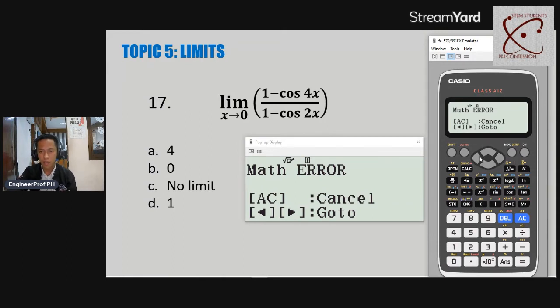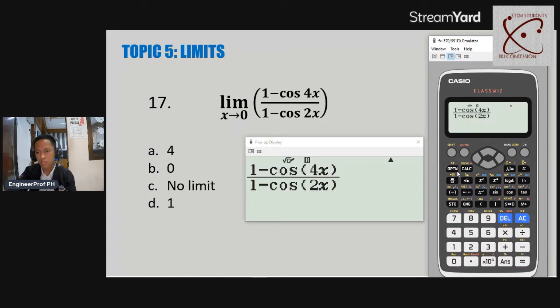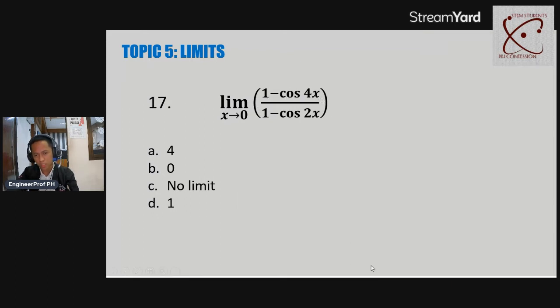So, pag math error, CALC ulit, then input closer value to 0. So, let's say 0 point, say, ganyan. Yan, math error pa rin. So, bawasan natin si 0. So, CALC 0.0, say 3 lang. Ayan. So, the limit is 4. Okay, ayan guys. Nakuha natin yung limit by just using the CALC function. Okay, so 4 yung limit natin for this limit as x approaches 0 of 1 minus cosine 4x all over 1 minus cosine 2x. Okay, that is A as 4.